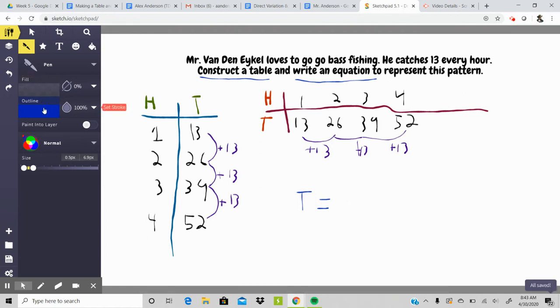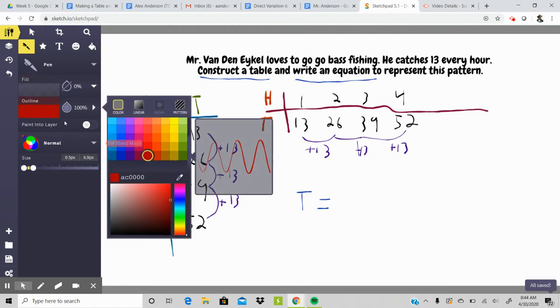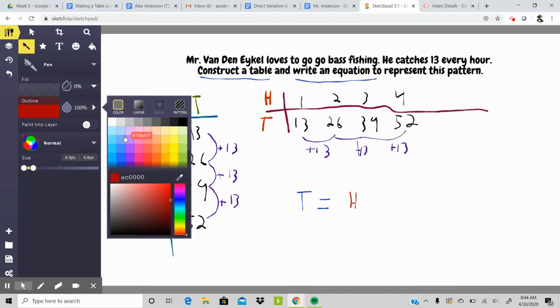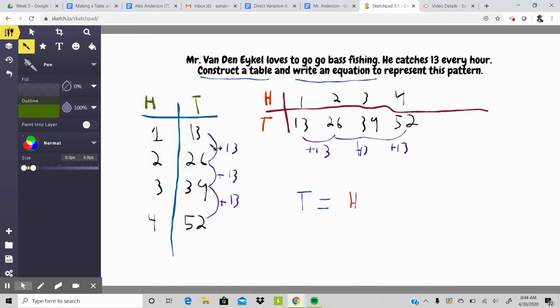I'll try to keep everything color-coded. My H, we have to do something to that. So when I plug in 1 for H, that means I need to get out 13 for T. All right, so this actually is a proportional relationship, a direct variation equation, because if you notice, we can do our test that we did at the beginning of the week.